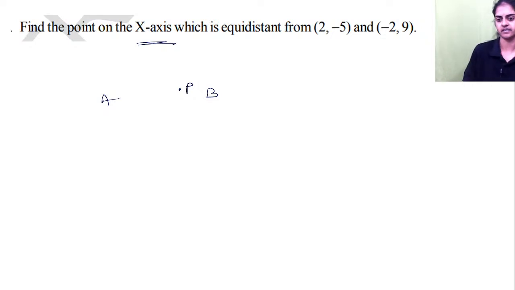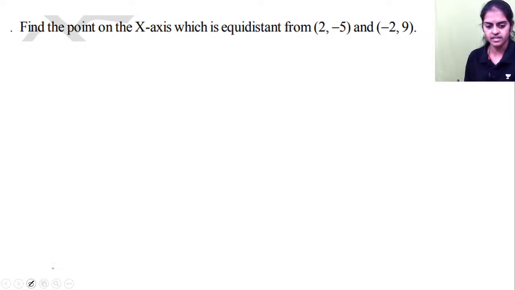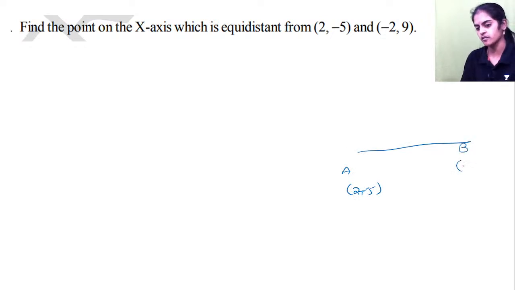Connected? Okay, great. So let's begin. Here you see you have A, B, and this is a point. So just have a look here. This is point A, (2, -5), and this is point B, (-2, 9).